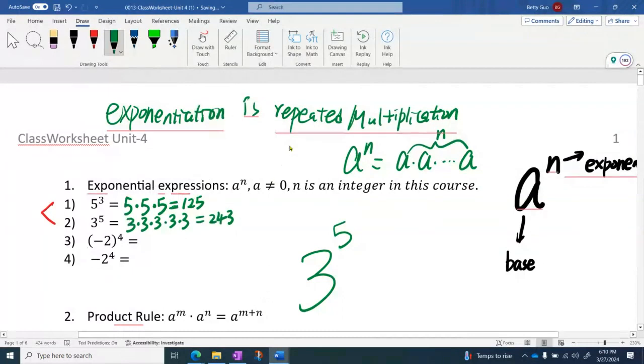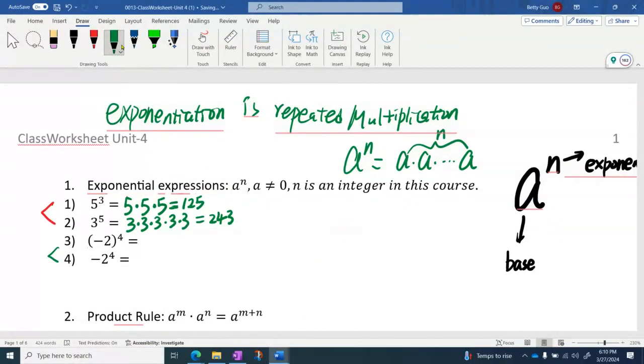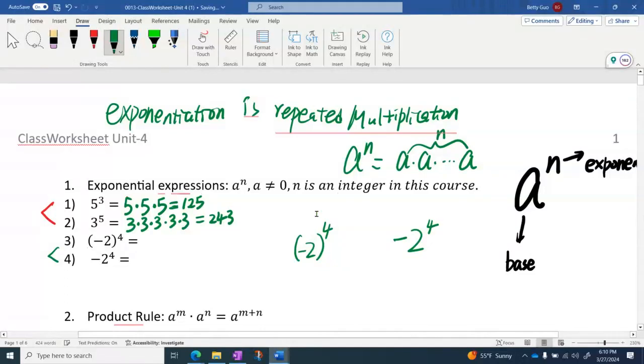And please give number 3 and number 4 a try. Look at the two expressions. There's a reason I put them together. Then you can compare and contrast. What's the difference between the two expressions? Question number 3 is -2 to the power of 4. And the expression in number 4 is -2 to the power of 4. What's the difference between the two expressions?